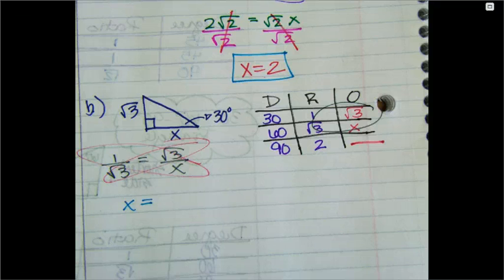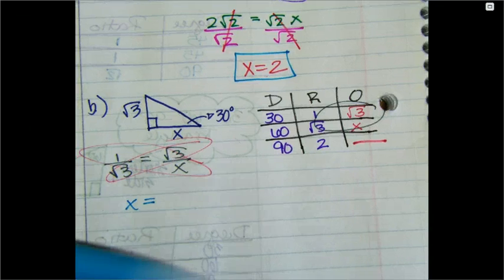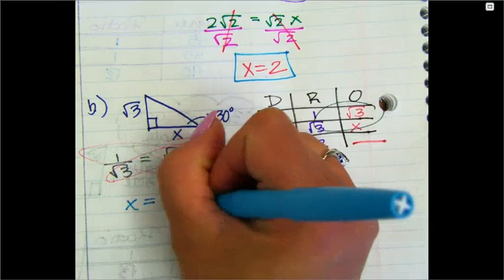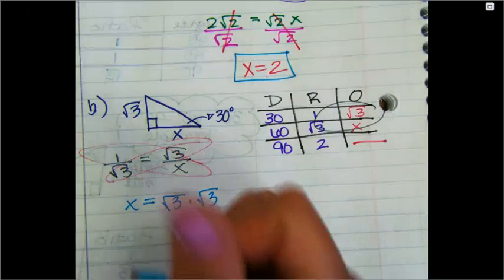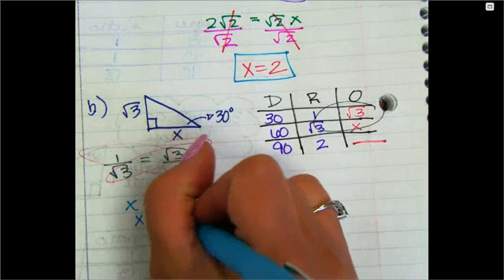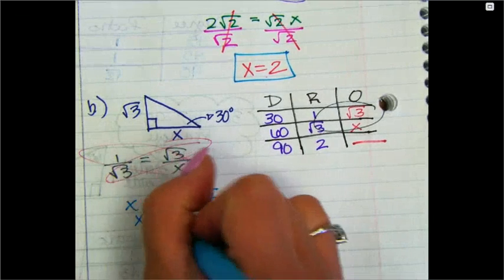What does x equal? What are you multiplying? 1x equals what? What are you multiplying? You should know how to multiply fractions here. Radical 3 times radical 3. What's the square root of 3 times the square root of 3? Square root of 9. And what is the square root of 9?